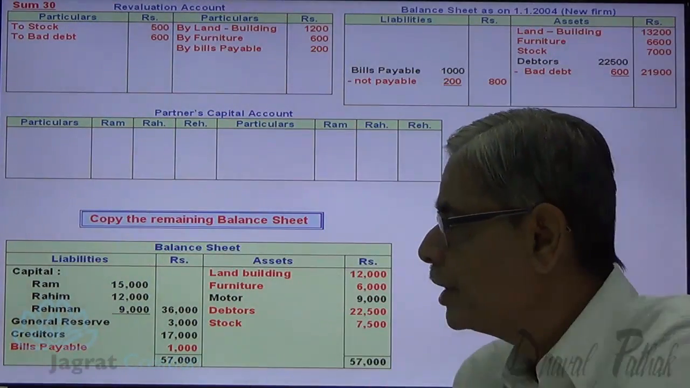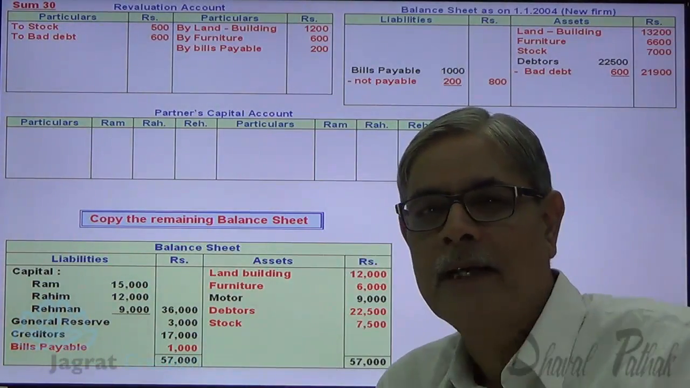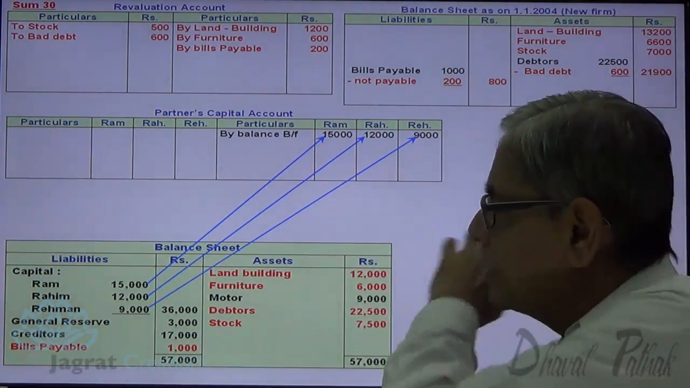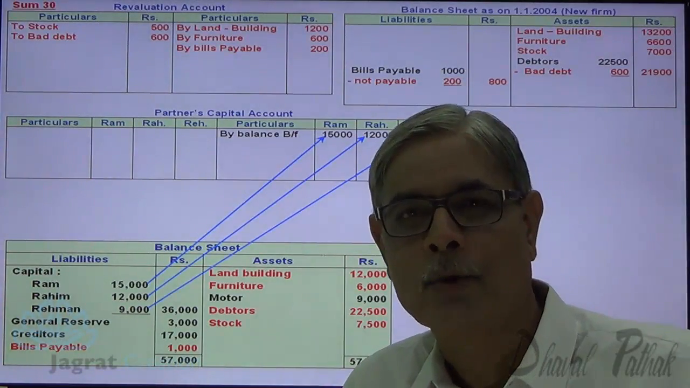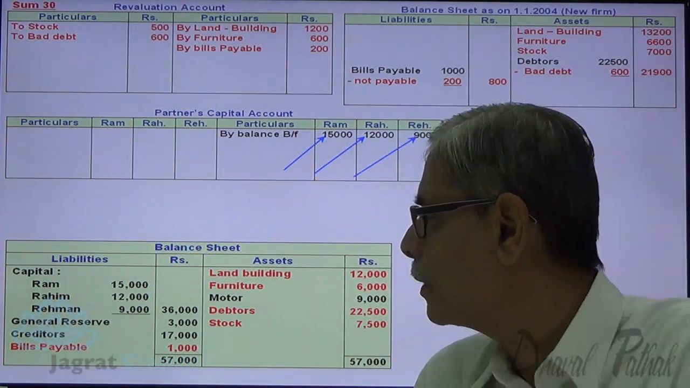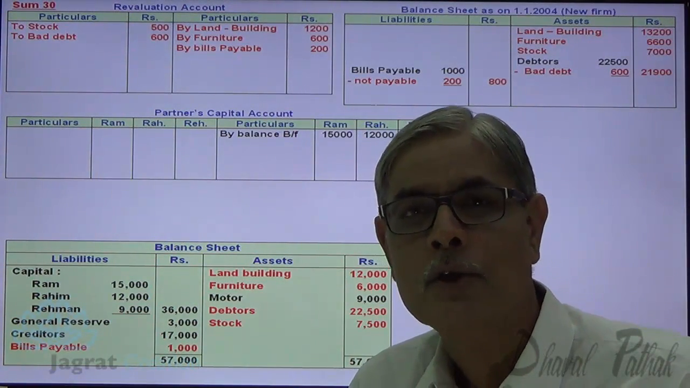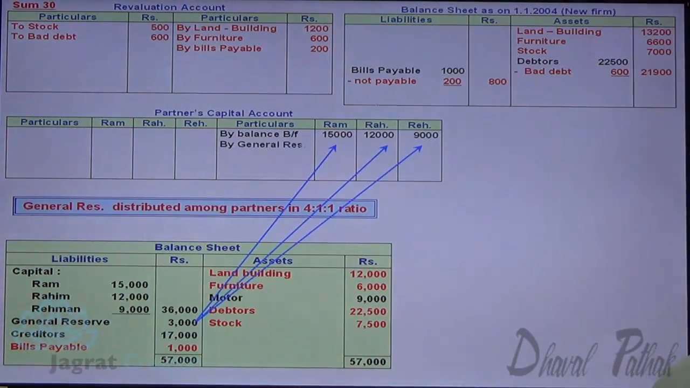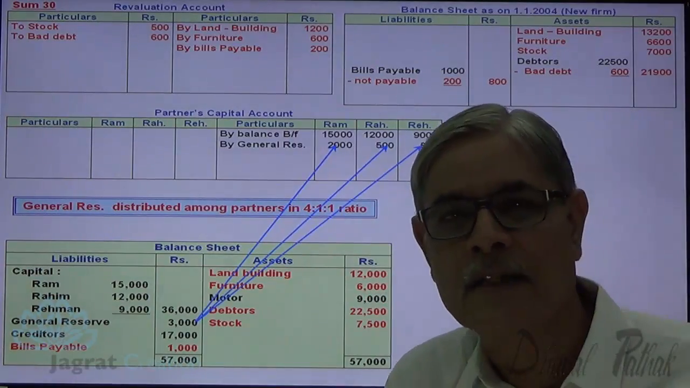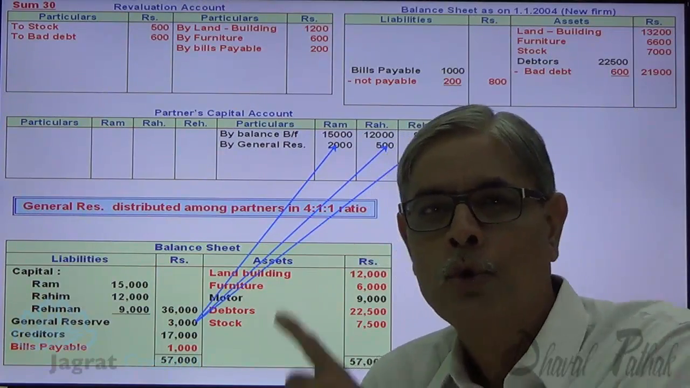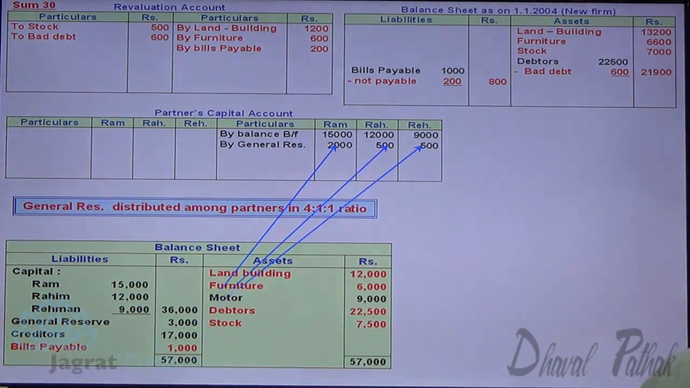Now copy the remaining balance sheet. These capital balances will be transferred to capital account: Ram 15,000, Rahim 12,000 and Rahman 9,000. Capital balances are credited to their capital account, balance brought forward. General reserve 3,000 distributed in the ratio of 4:1:1, that is 2,000, 500 and 500. Journal entry for that is general reserve account debit to Ram capital account credit 2,000, to Rahim capital account credit 500, to Rahman capital account credit 500.